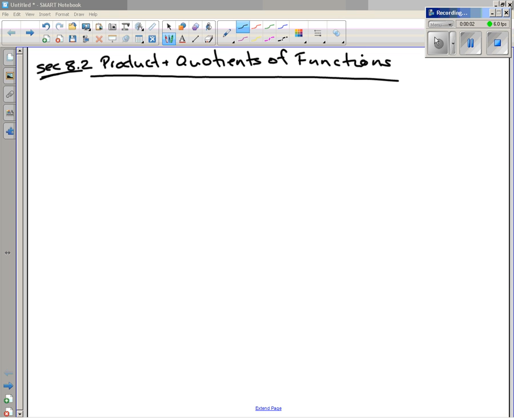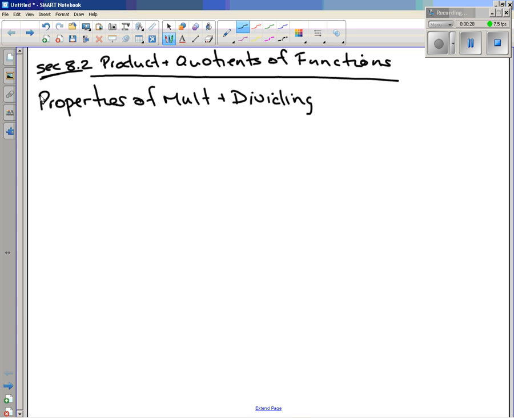So today we're looking at 8.2, products and quotients of functions. Now, before we get into the lesson for today, I want to go over just some basic properties of multiplying and dividing. We're going to use these properties to help us come up with graphs of functions.